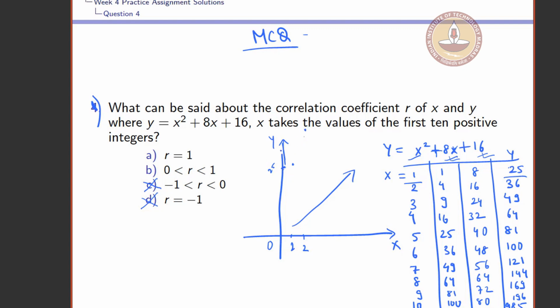So there will be a curve. It will not be completely a straight line. It will be something like a curve. It will go in a curve. So for r is equal to 1, all the points should lie on a straight line, which is not happening in this case. So even the first option is incorrect. So the correct option here is B, that is r will lie between 0 to 1.